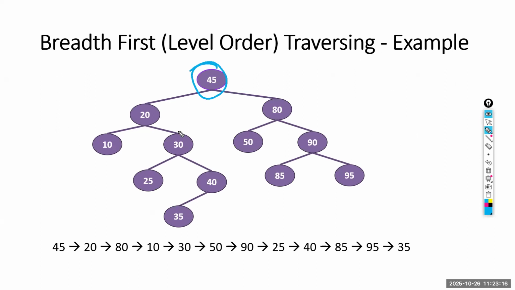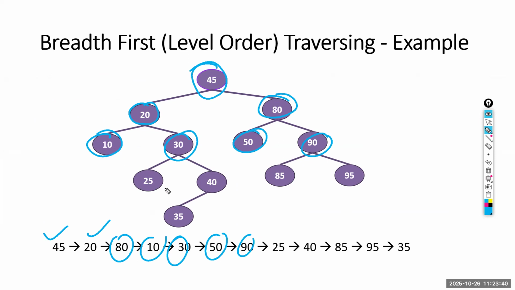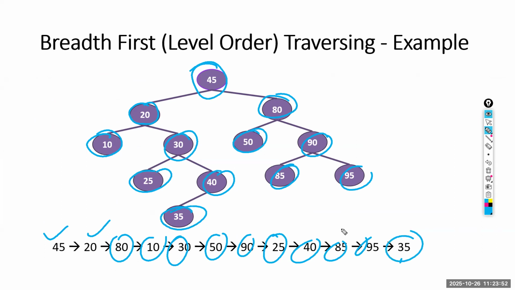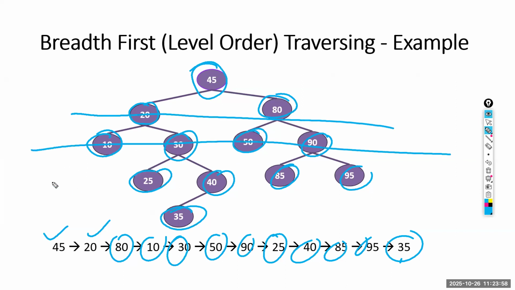So you always start with your root. So this is a very easy one. Right? So you don't need to think recursively for this one. So then 20, 80, that level is over. Then to the next level, 10, 30, 50, 90. So then next level, again you're going from left to right, 25, 40, 85, 95. And then the last level, we have only one element, that is 35. So that is called breadth first or level order traversing. We finish one level and go to next level. In a level, we go from left to right.